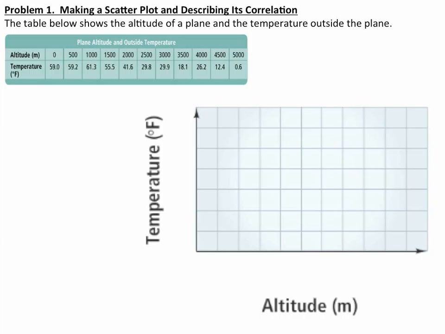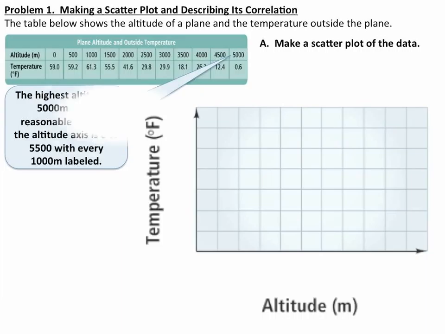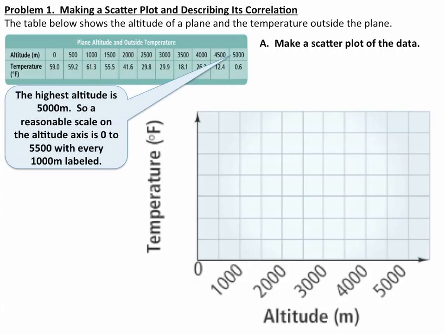So here we go. There's the graph. My job is to make a scatter plot. I notice the highest altitude is 5,000, so a reasonable scale is from 0 to 5,500, just because I want to get a little bit over 5,000, labeling every 1,000 for my altitude. So my graph would look like that. I skip a line 1,000, skip a line 2,000, skip a line 3,000. So these are all 500 numbers.